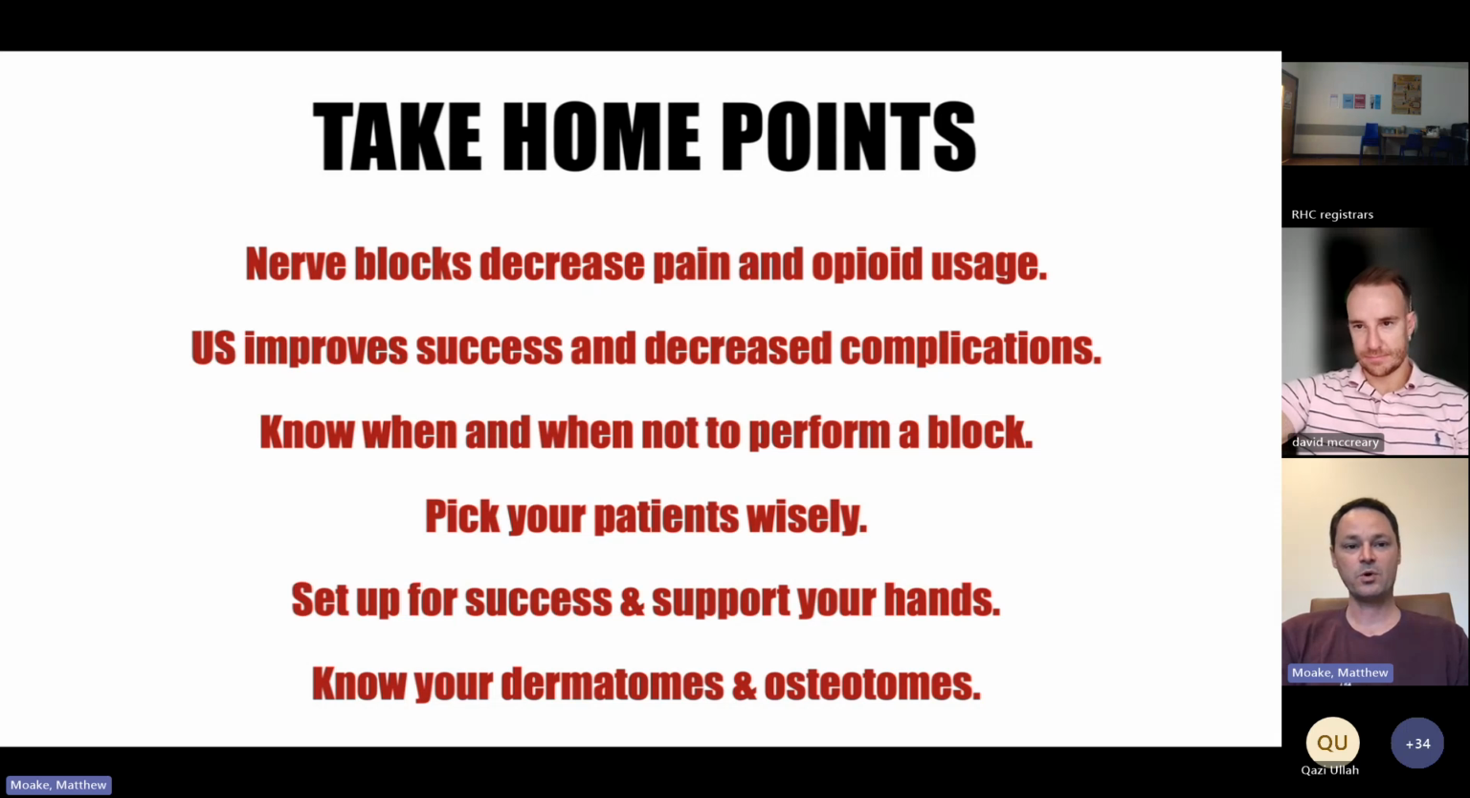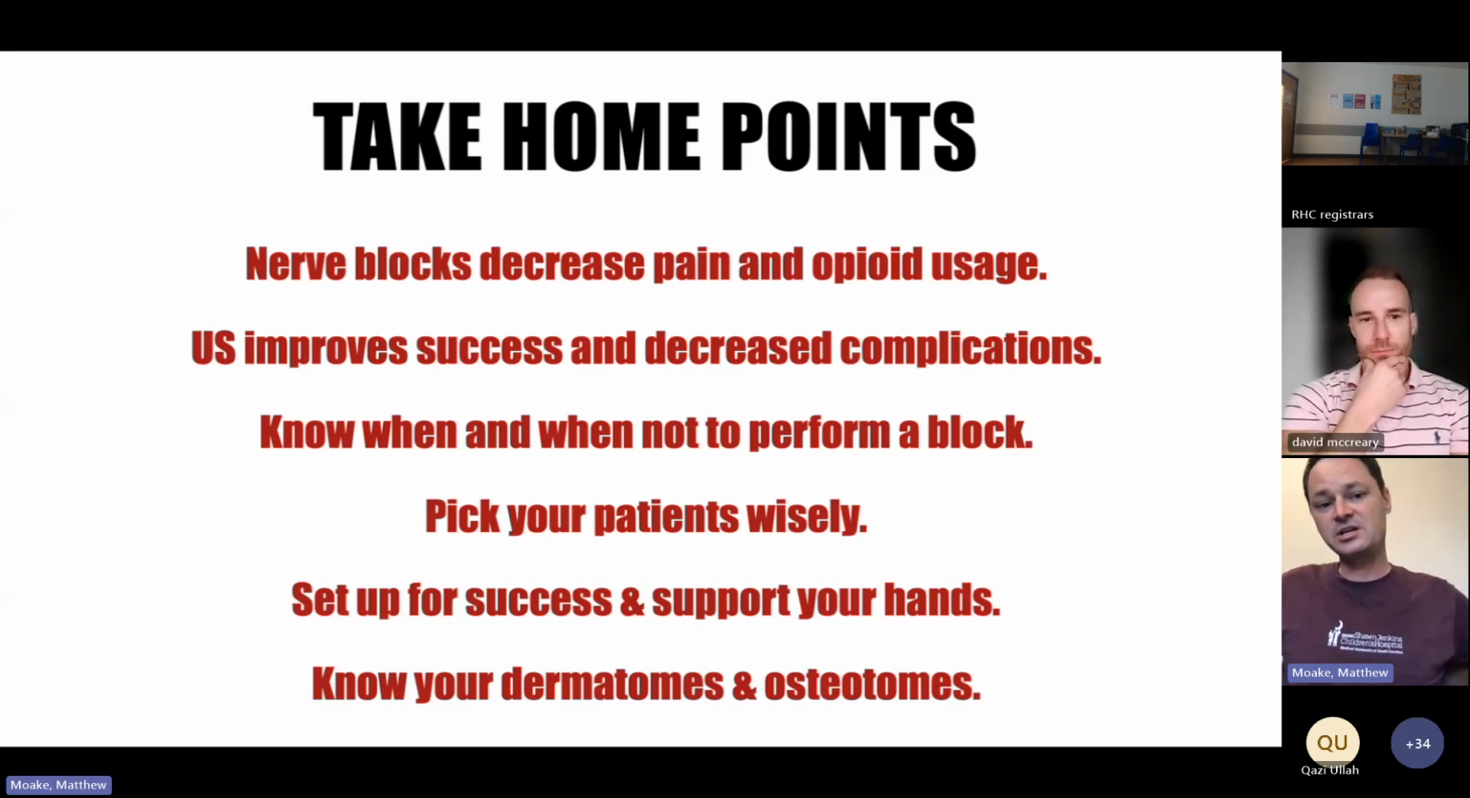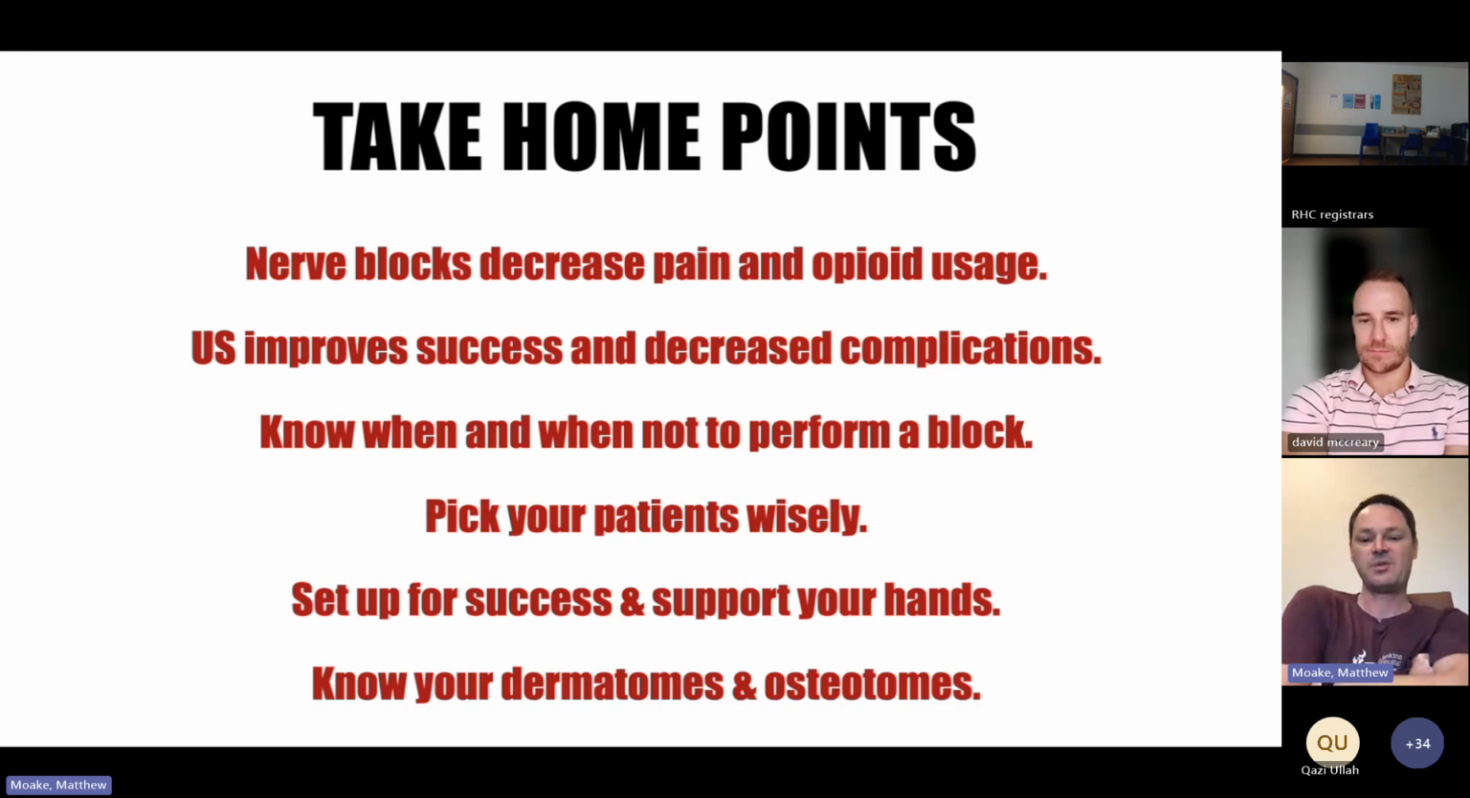So, general take-home points from these. Nerve blocks decrease pain and opioid use. Ultrasound improves success and decreases complications. Know when to block and when not to block. Pick patients wisely, and that especially gets to the pediatric world, where not every kid is going to hold still. So it's a balance of who's going to hold still, what's your workflow and resources.